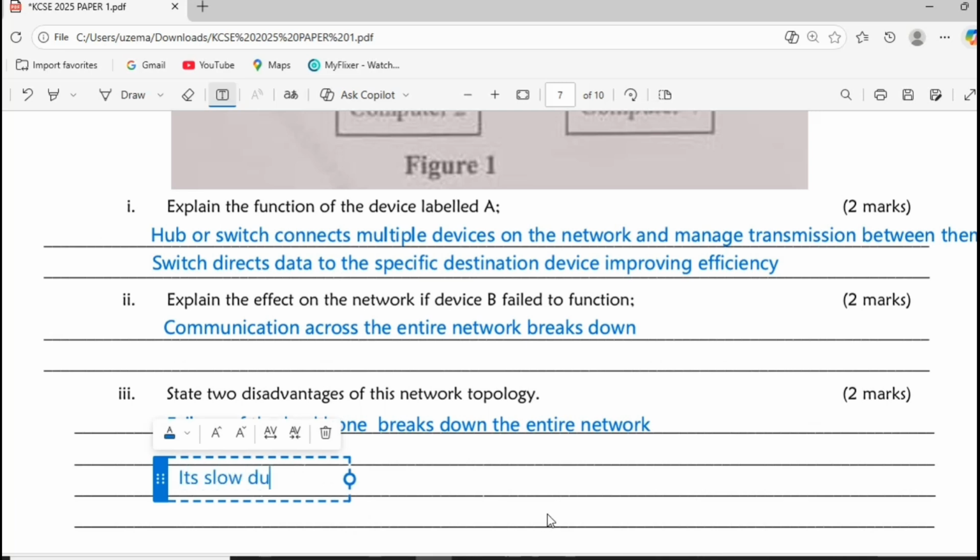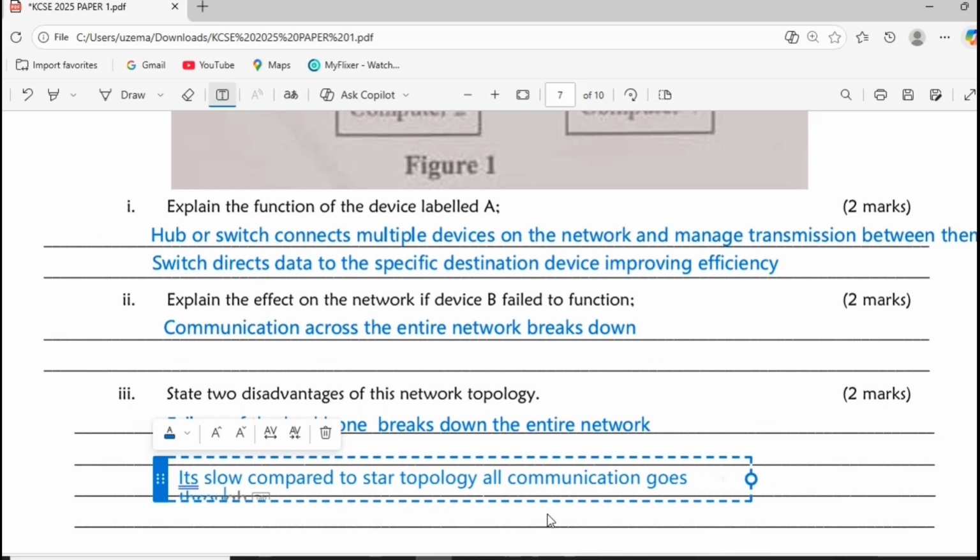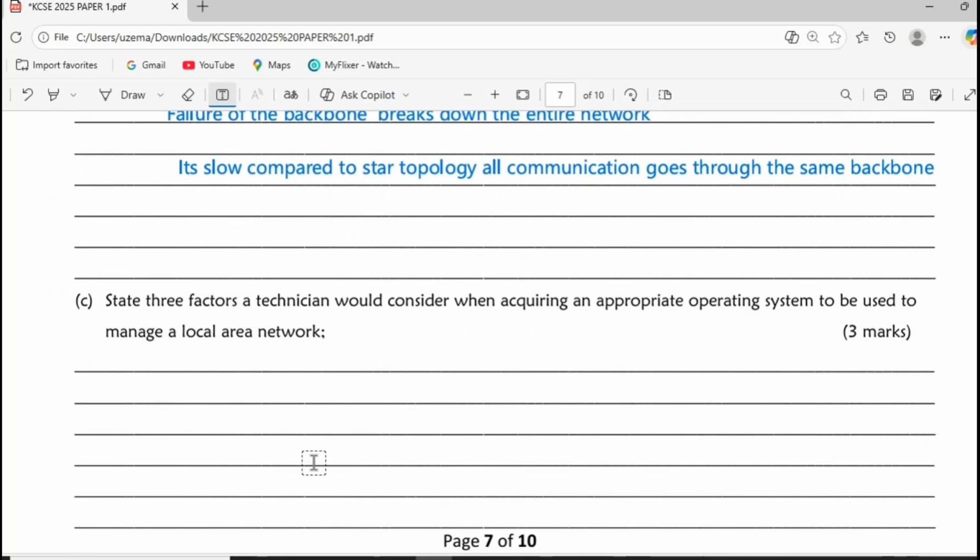And this is a bus topology. One main disadvantage is that all the nodes on this topology are connected on a single backbone, and therefore, unlike other topologies like the star, in which every node has a dedicated transmission media, one failure of the backbone brings down the entire network. That is one disadvantage. Secondly, communication is rather slow because all data transmission happens on the same backbone.